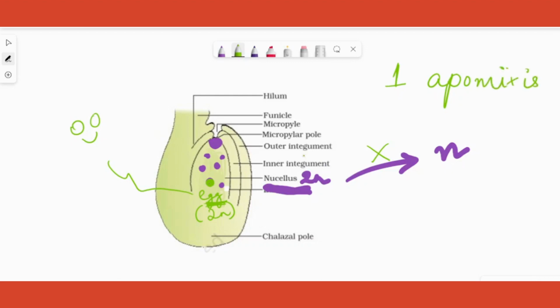How? I'll explain again. A few nucellus cells which were supposed to undergo meiotic division will not undergo meiotic division. Instead, those cells will as such act as the diploid egg. Therefore, without fertilization itself, you got an embryo. That is the first method. Alright, first method. What's the other method?